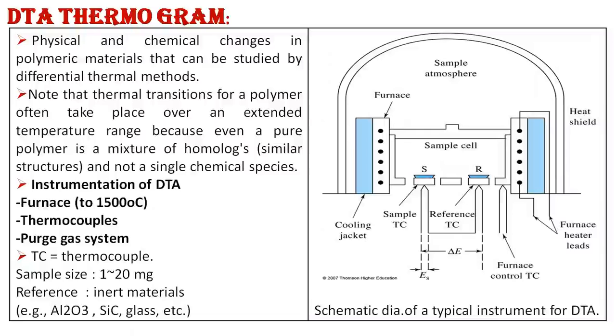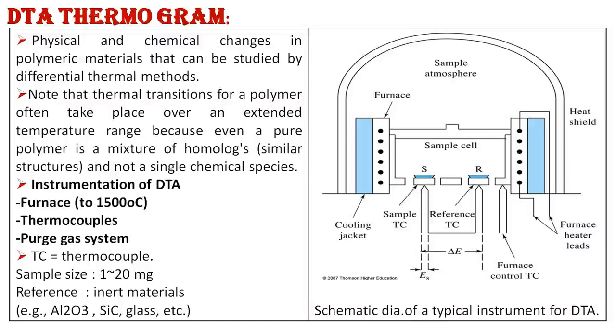In a typical instrument, physical and chemical changes in polymeric material can be studied by different thermal methods. Note that the thermal transition for a polymer often takes place over an extended temperature range, because even a pure polymer is a mixture of homologous, similar structures, not a single chemical species.